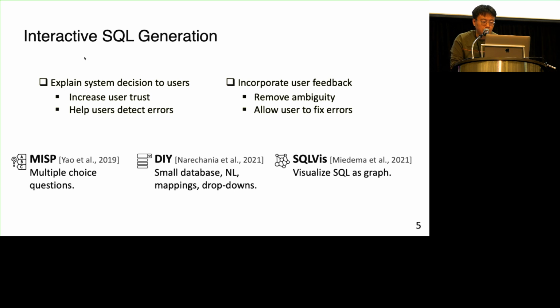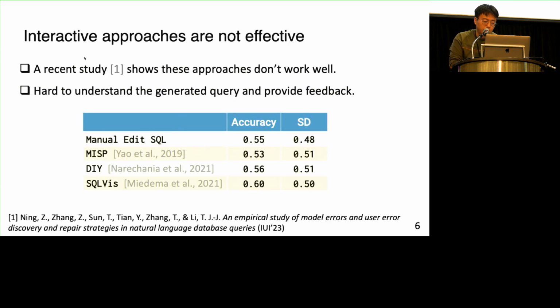For example, MISP, DIY, and SQLucid are three representative interactive approaches. MISP incorporates user feedback through multiple choice questions. DIY provides a multimodal explanation and allows users to give feedback through drop-down menus. SQLucid explains a generated query as a visual graph.